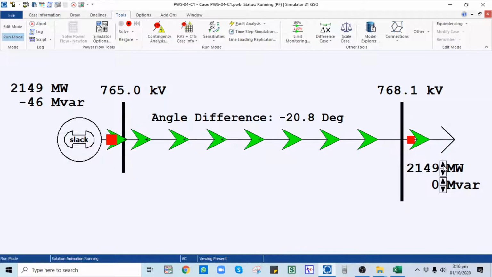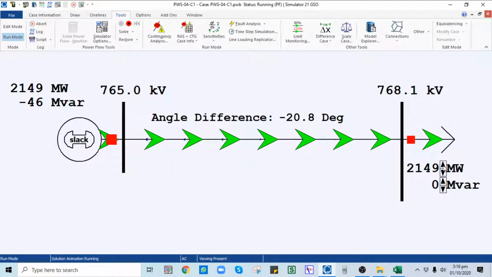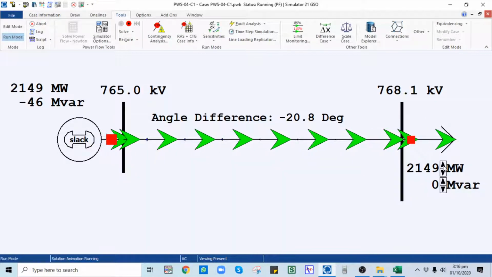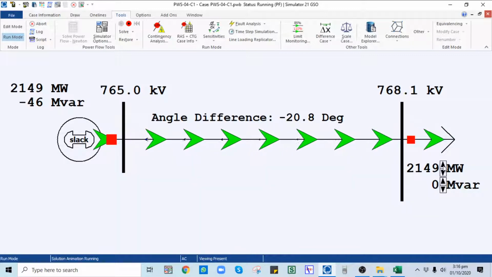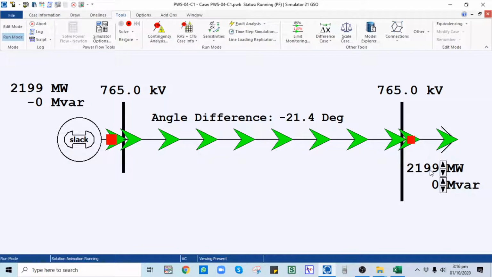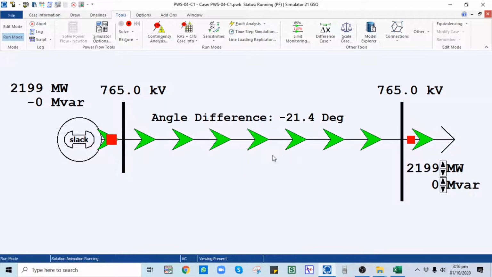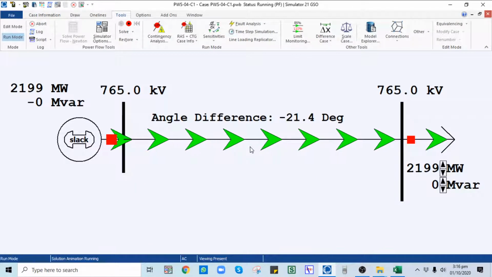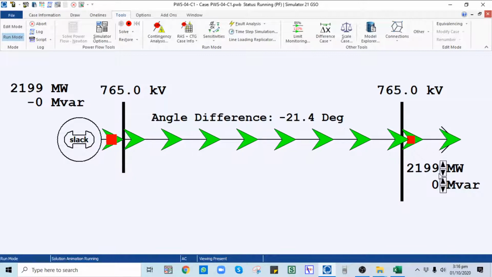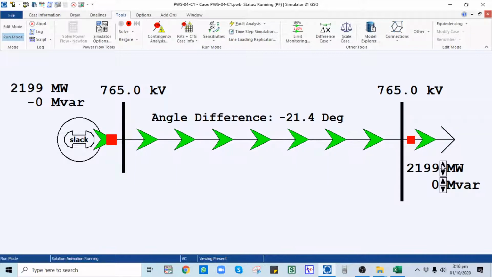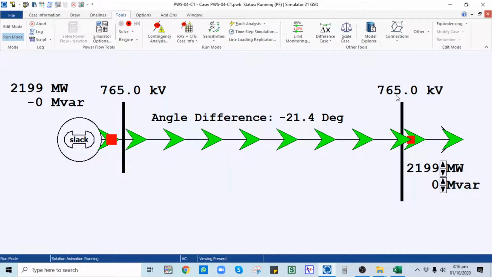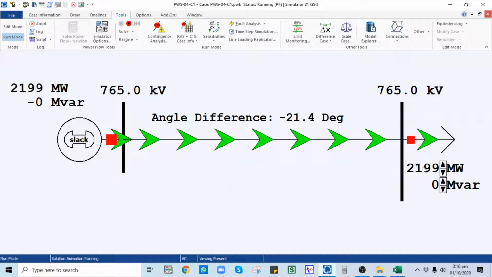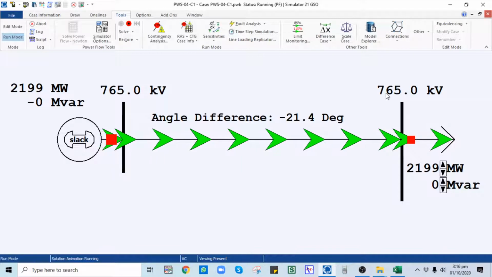So in order to set the limit of your line up to SIL value, simply the line must be practically, theoretically loaded up to SIL. So if the load is more than this SIL value, then the voltages will be reduced, and if the line is lightly loaded, then the voltage will be increased.